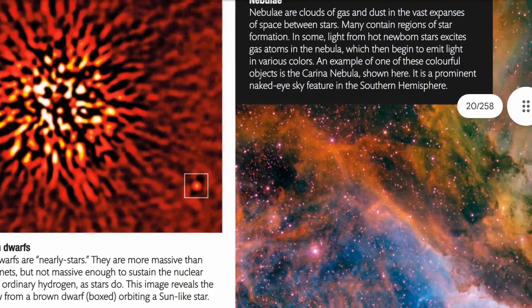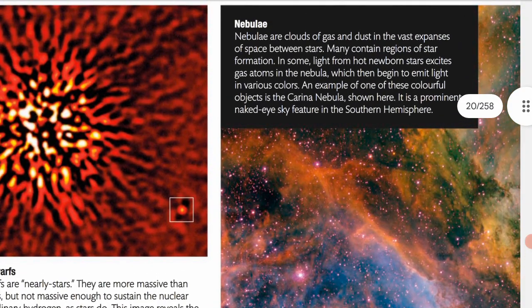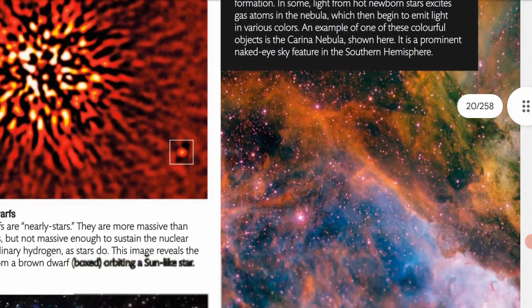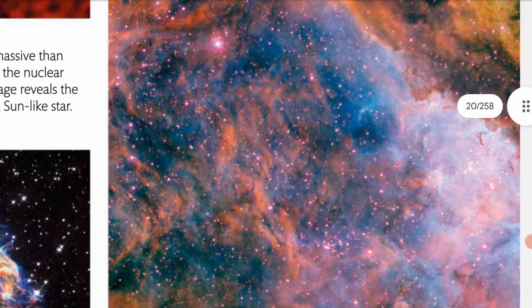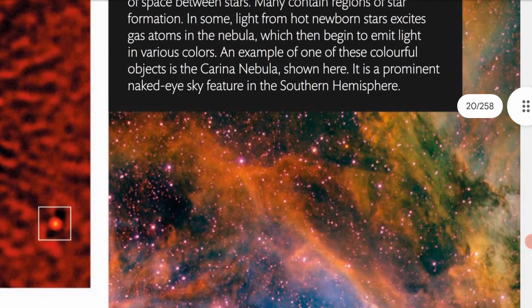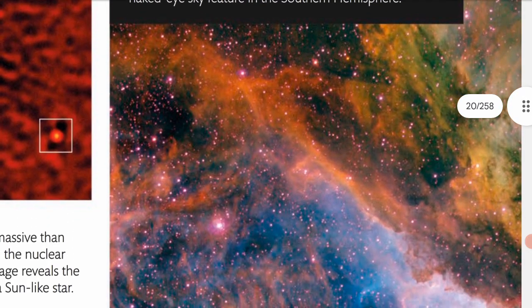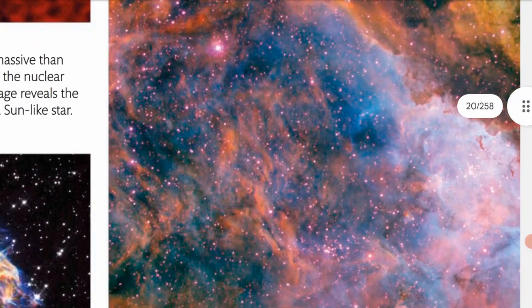So we have another object which is called the nebula. These are glowing clouds of gas and dust in the vast expanses of space between stars. Many contain regions of star formation, and this breathtaking image is the Carina Nebula, which is a prominent naked eye sky object.